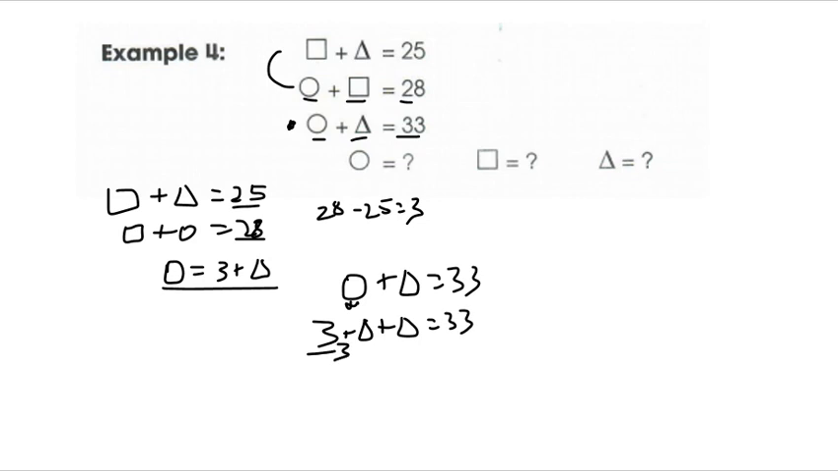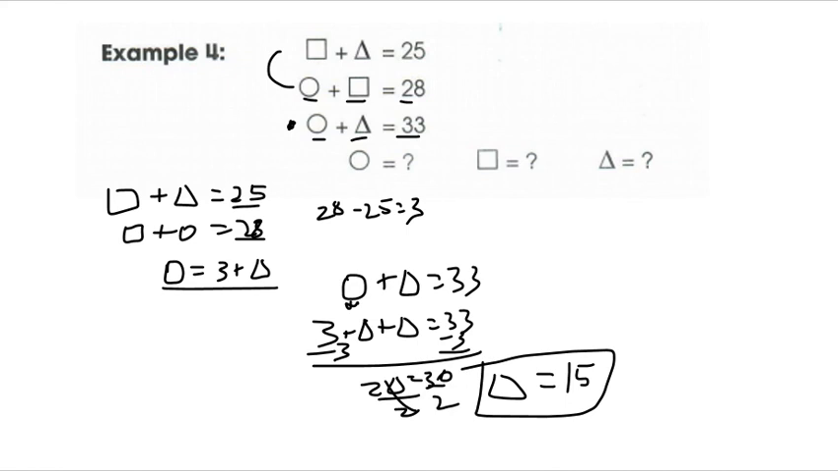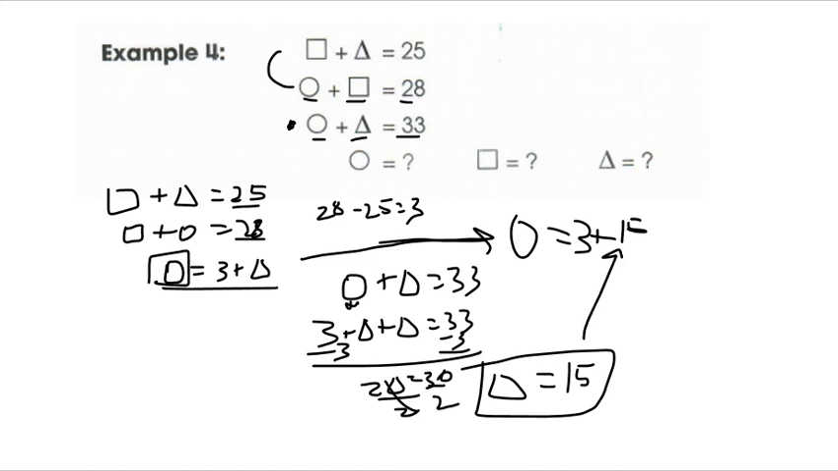Subtract the 3 here, subtract the 3 here. We get 2 triangle is equal to 30, divided by 2, divided by 2, and then we get triangle equals 15. And now that we know what triangle is, then we can quickly solve for the circle by doing this. Circle is equal to 3 plus triangle, and we know that triangle is 15. So then we know that circle is going to be 18.